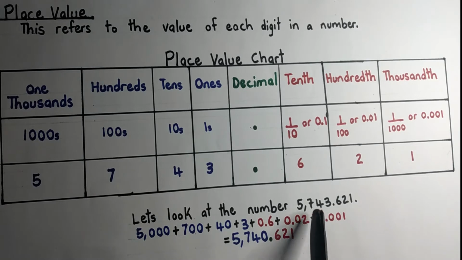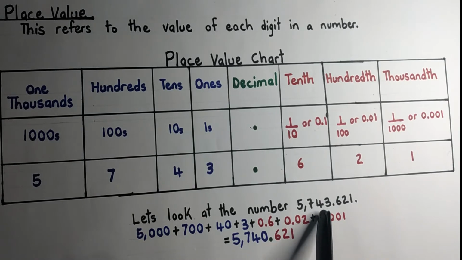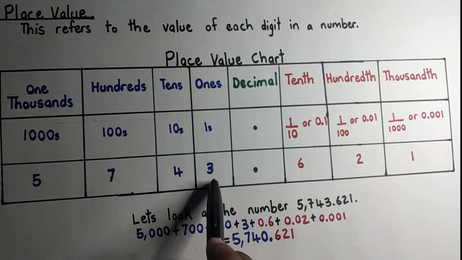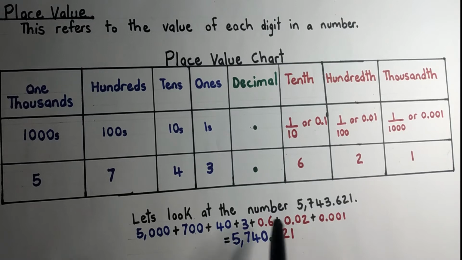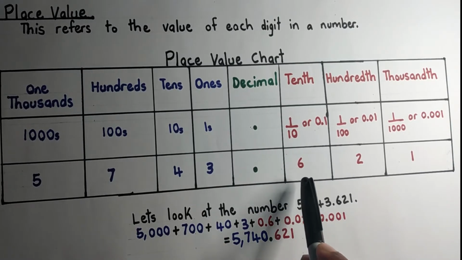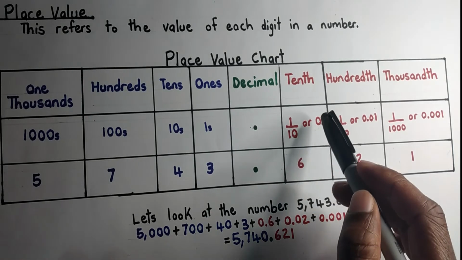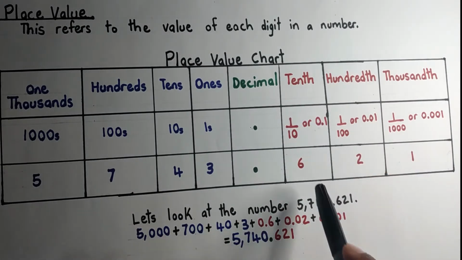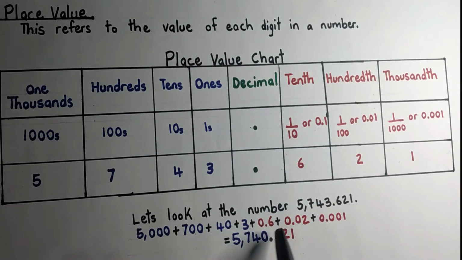Same thing for this 4 right here. 4 times 10 gives us 40. And then we have the 3 right here. 3 times 1 is 3. Now for the decimal section, we have to multiply each digit by its place value. So 6 times 0.1 would give you 0.6.